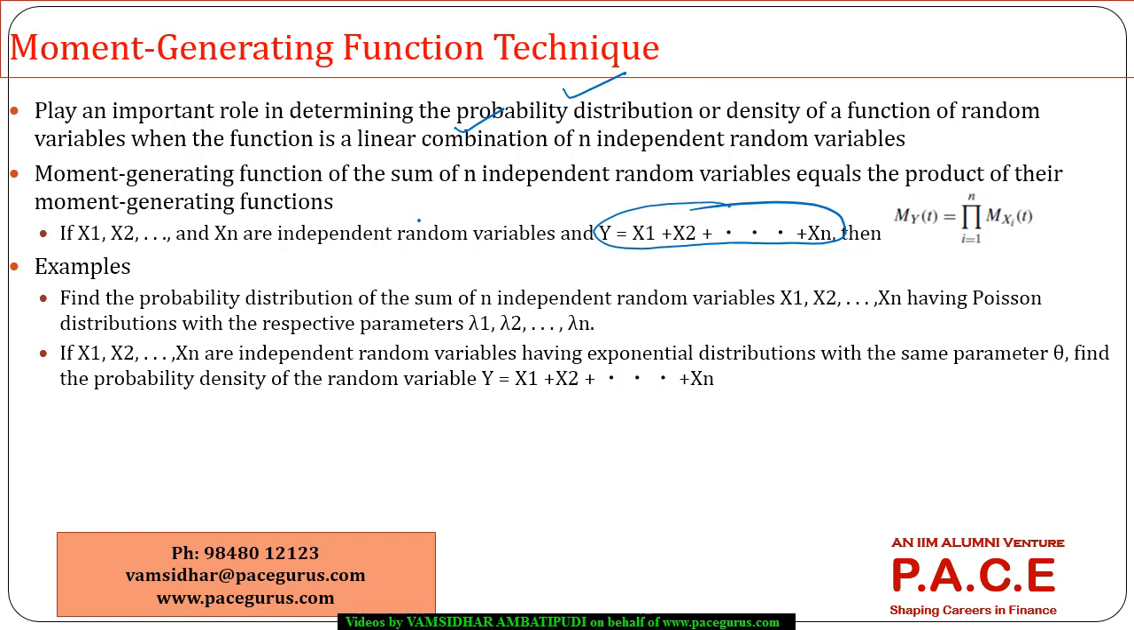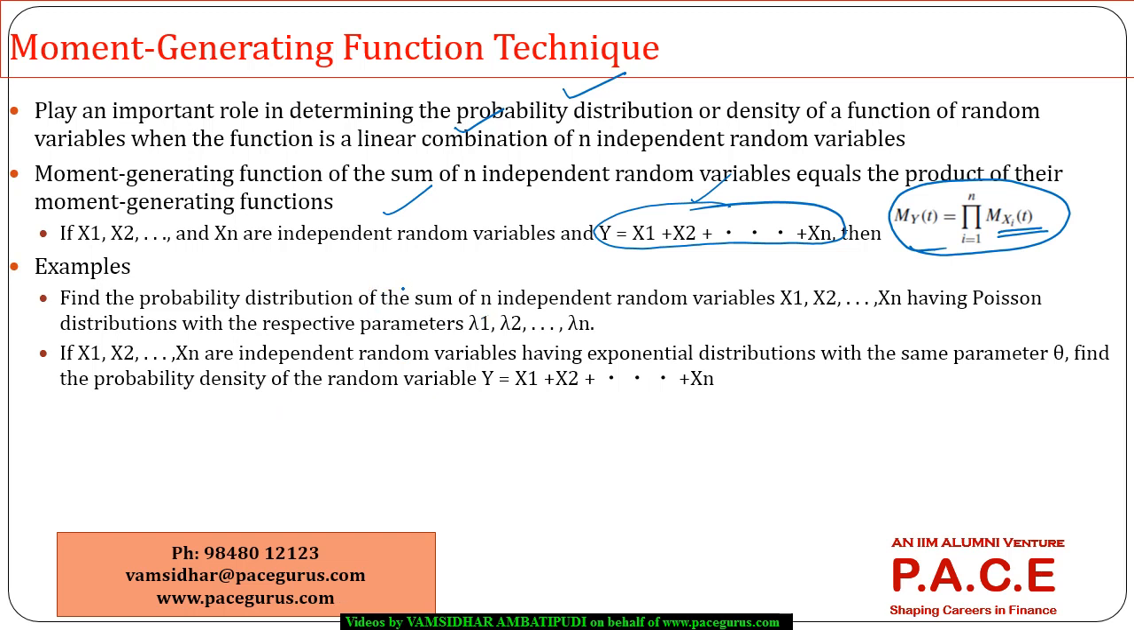If I have x1, x2, xn as independent random variables, and I want to find y equal to x1 plus x2 plus xn, there is one important rule that says the moment generating function of y of t is the product of the moment generating functions of each of these xi's. That's an important rule for us which can help in solving many of the problems.